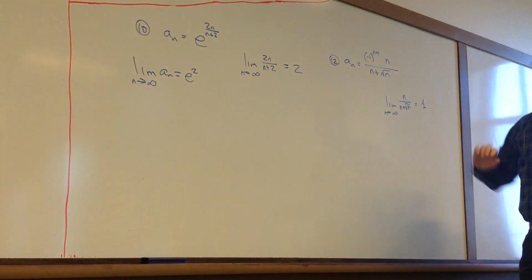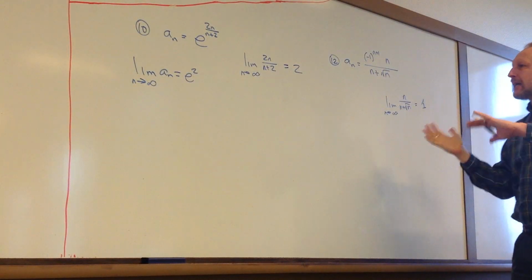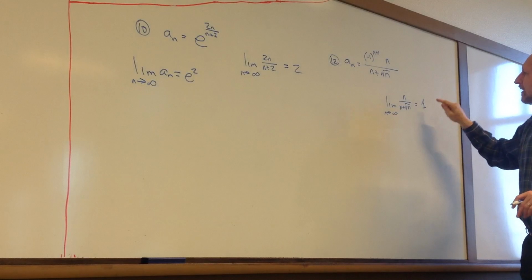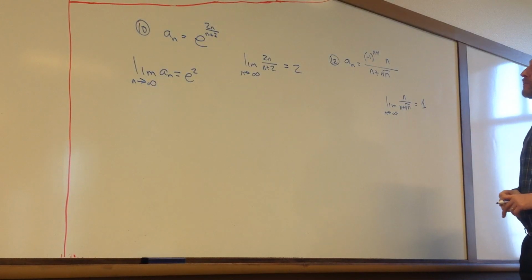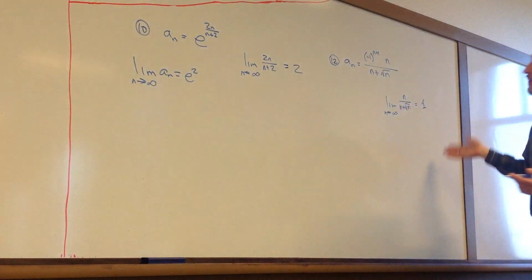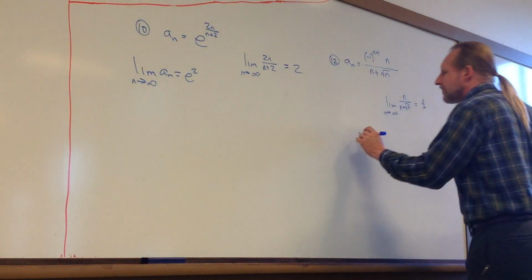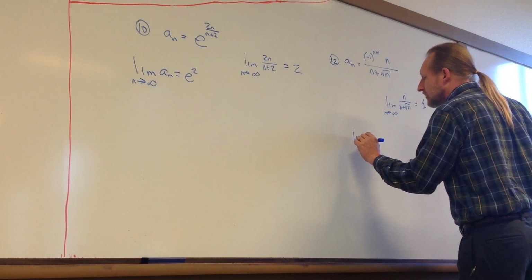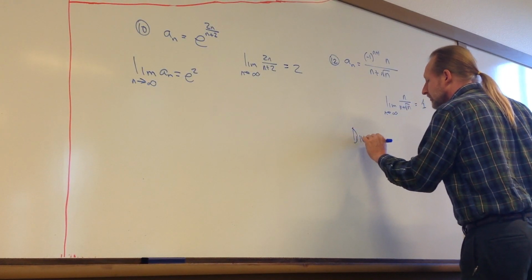This -1 to the n plus 1, it's going to bounce back and forth between +1 and -1. Okay? And so as a result, it will never settle down to be one of those values and not the other. So this is divergent.